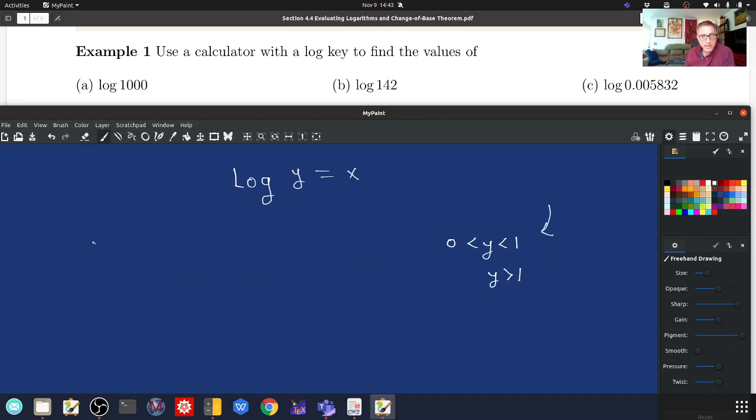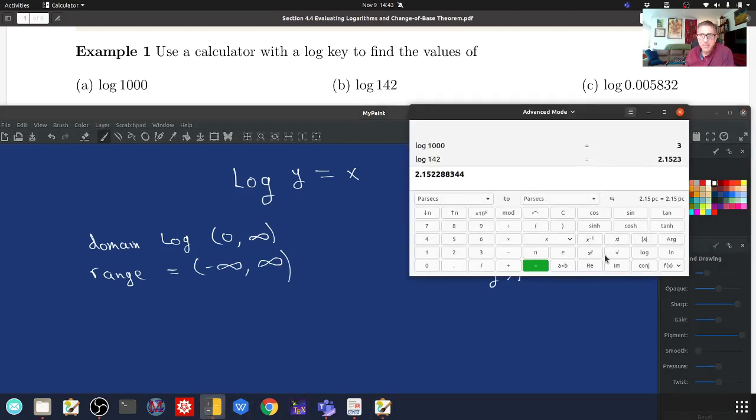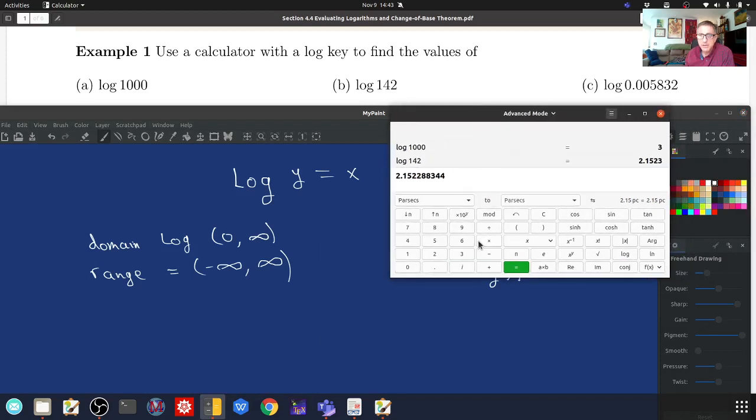So we know again the domain of the log function is all positive real numbers. But the range, on the other hand, is minus infinity to infinity. So let's see what happens here. I'm curious what you think the answer will be. And let's take a look.